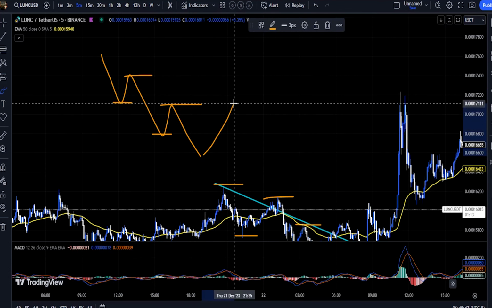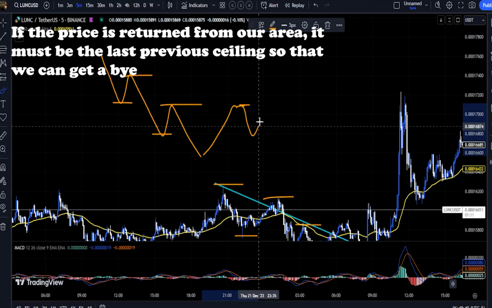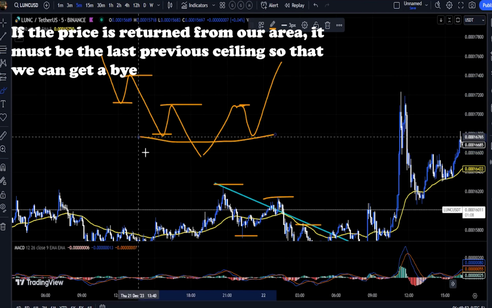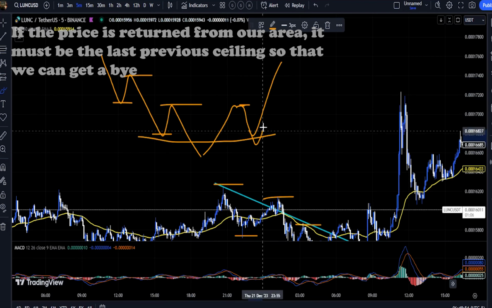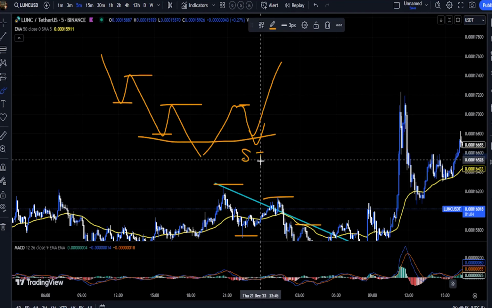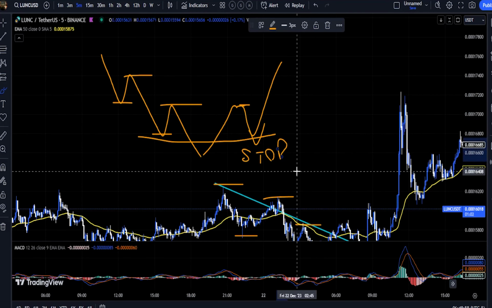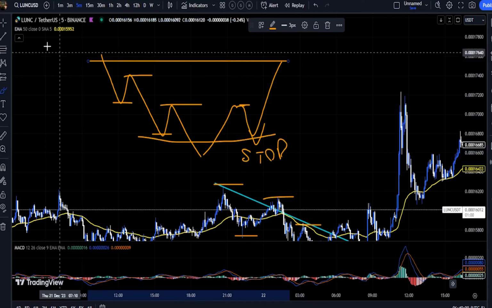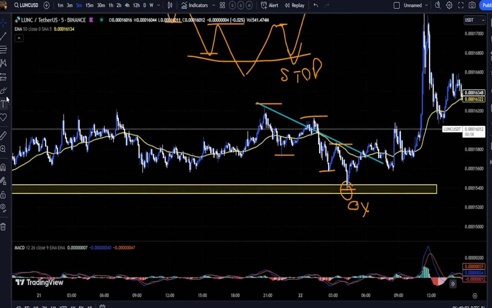All a CHoCH shows is that price captures liquidity, and then the substructure is broken. After the CHoCH is formed, the price should create a supply-demand area that, at the time of the price's return to it, will create a continuation movement in the direction of the CHoCH.